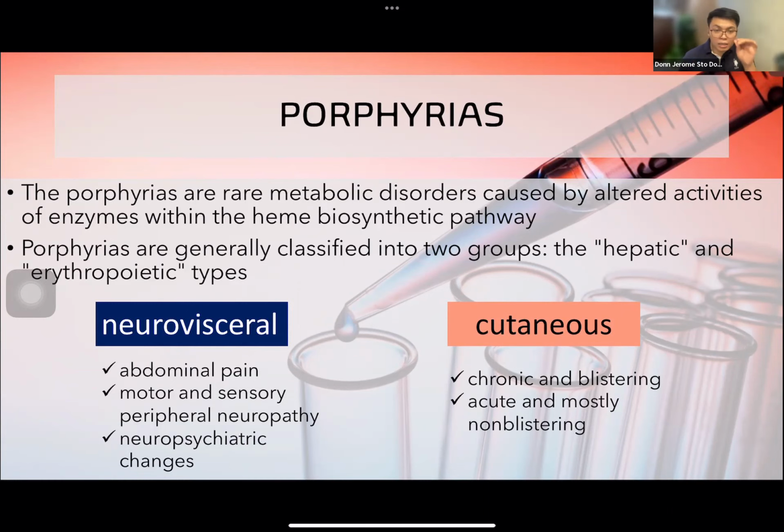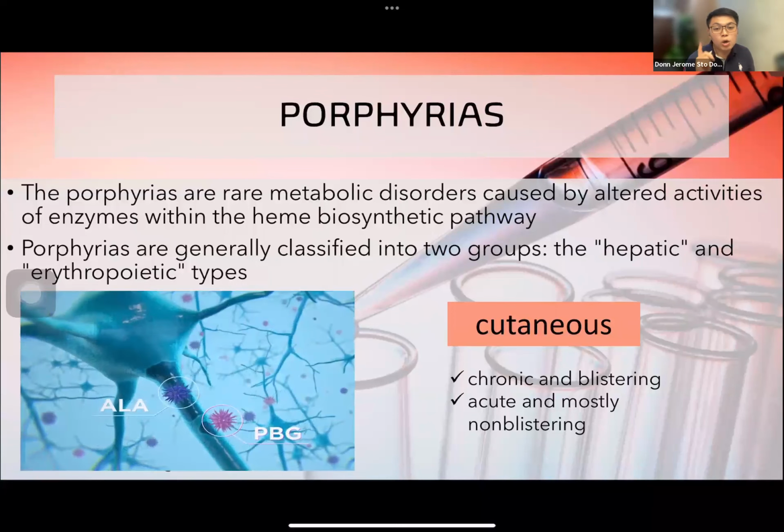So what's the reason? Bakit ganito? Why is this the manifestation of porphyrias? First, neurovisceral manifestations are said to be due to elevation of the earlier intermediates in the heme biosynthetic pathway.